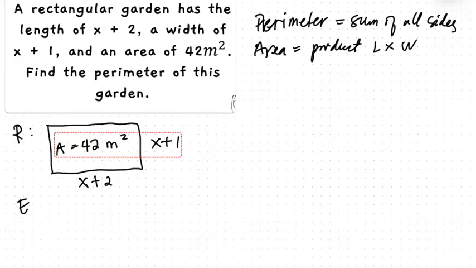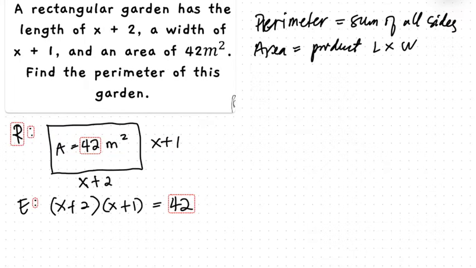Okay? So, ang equation natin is first, of course, we need to solve for x. In order for us to solve for x, we need to multiply the length times the width and make it equal doon sa ating area, which is 42 meters squared. So, let's now try to solve this.